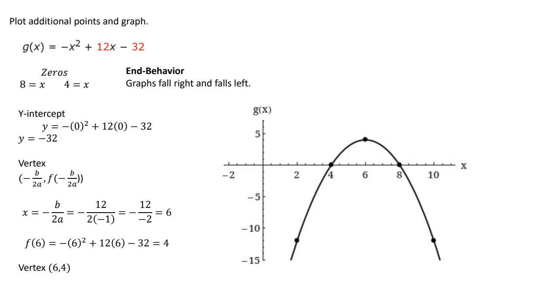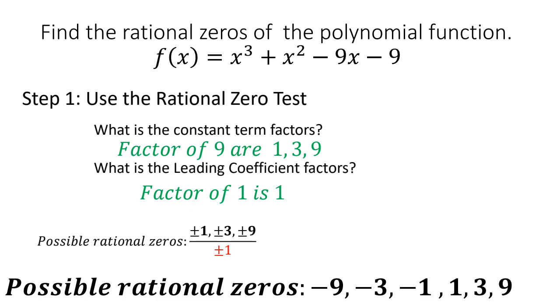All right. So let's move on to find the rational zeros of the polynomial function. They give me this function and they want me to find the zeros. Again, they want me to find the solutions of this function, the x-intercepts of this function, or the roots.